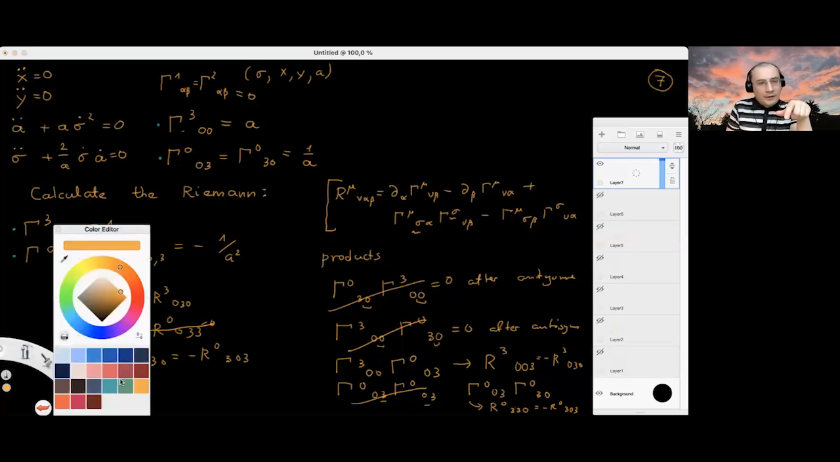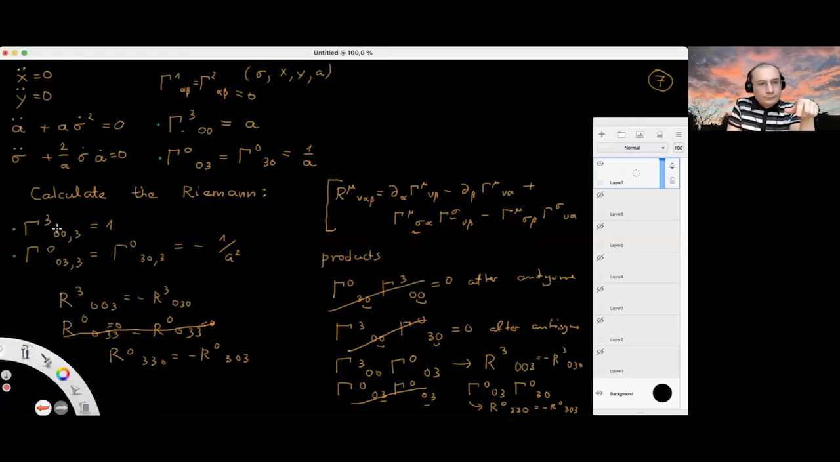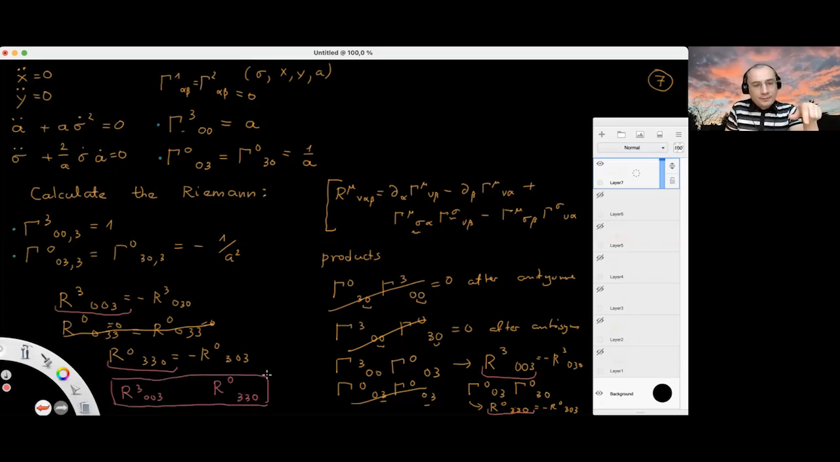So in the end of the day, this is the list of components we will deal with. It's 3003 equals to minus 0, 3, 0 and 0, 3, 3, 0, and this one goes to again 3003. And this to 0, 3, 3, 0. Okay, so it seems that there's only two Riemann components we will need to calculate, R 3003 and R 0, 3, 3, 0, which are independent and which have any non-vanishing contributions from the Christoffels here. So we'll calculate that next time. Fortunately, it's not that difficult.